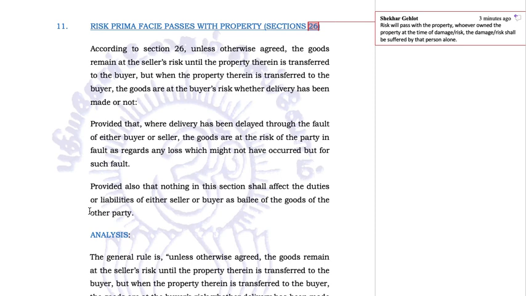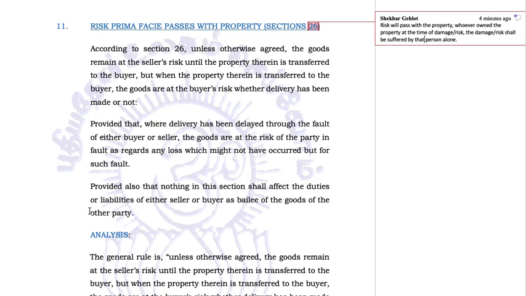Now, suppose property in goods has passed to the buyer, and the buyer has bought two cars from a seller. Now the seller says that I will deliver the cars on 25th of October. So now before 25th of October, the cars are the responsibility of the seller because they are under his care. It is not that the buyer has left the cars with the seller. The buyer has himself assumed that he will bring the cars and deliver them by 25th of October.